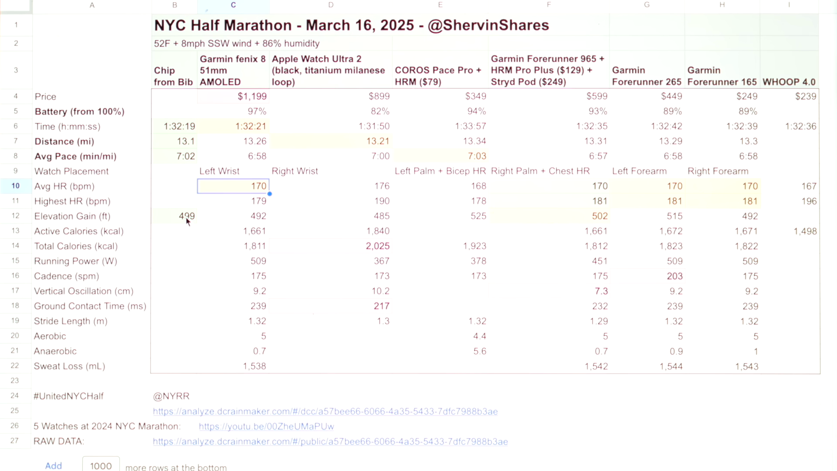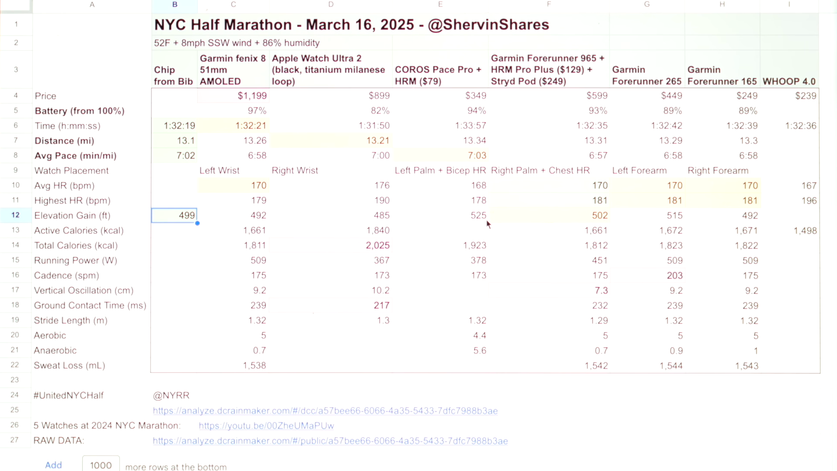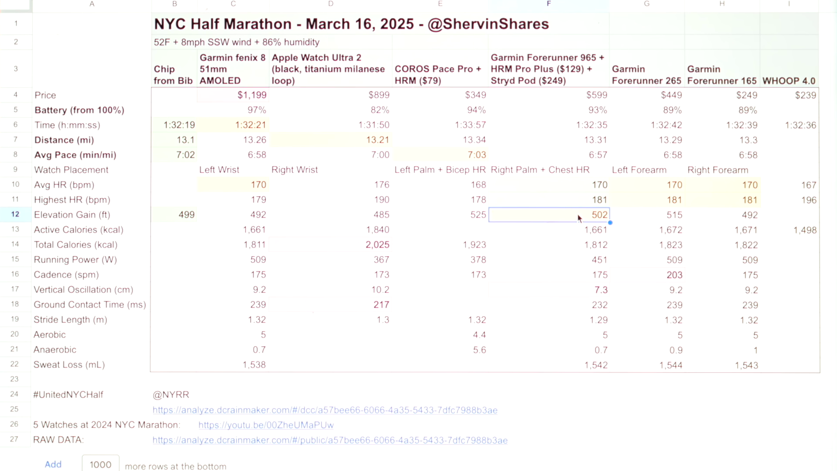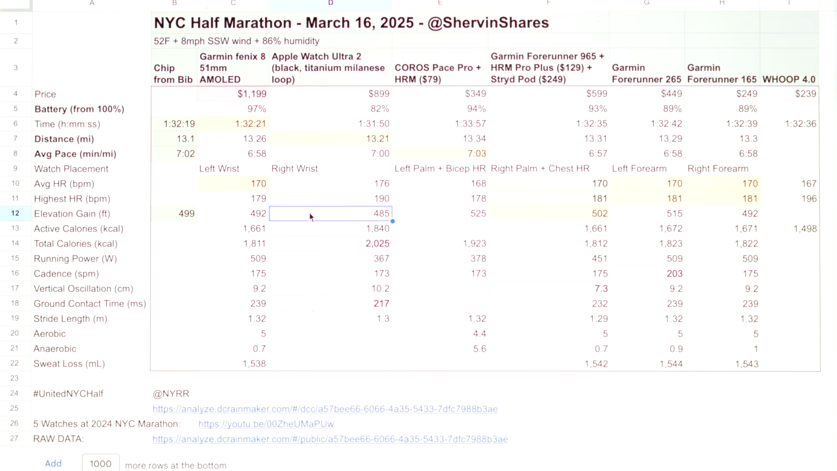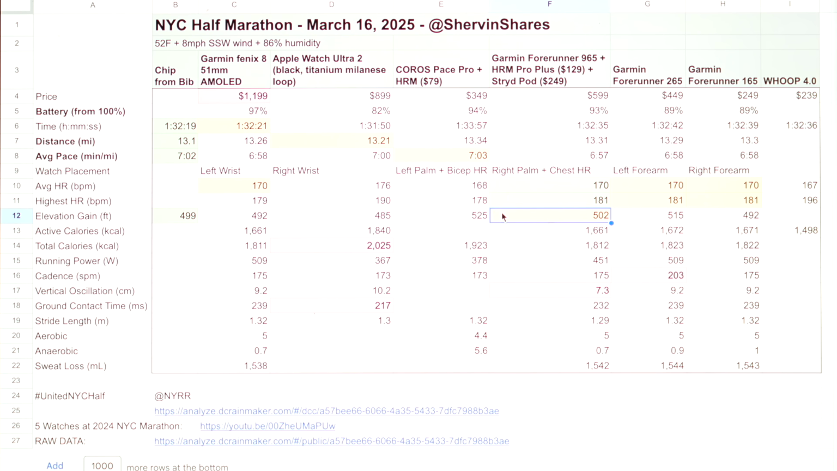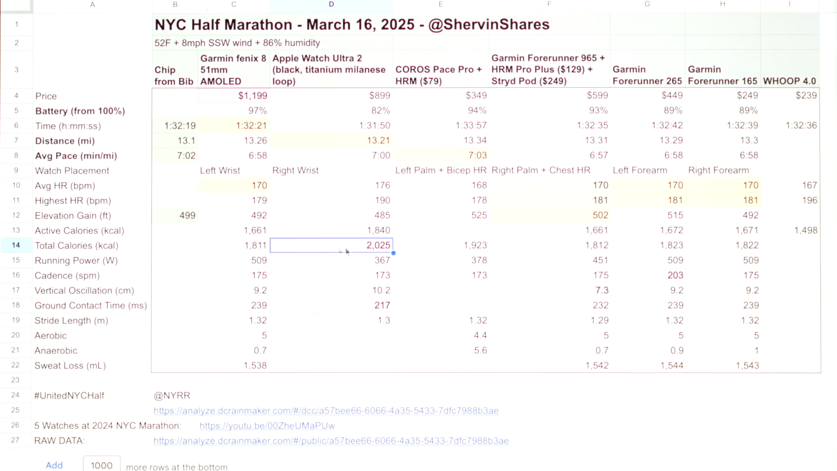We'll dive deeper into the actual heart rate data over a period of time as well at the end. Elevation: on Google, it said that the New York City Half Marathon is about 499 feet of elevation, and most of the watches were pretty close. 492, 485, 525, high on the Pace Pro. 502, 515, 492, relatively close. Apple Watch was the lowest. I think the Garmin Forerunner 965 got the closest. Active calories, most of them relatively close. Standouts: the Apple Watch Ultra 2 showed 200 more total calories than most of the other watches.